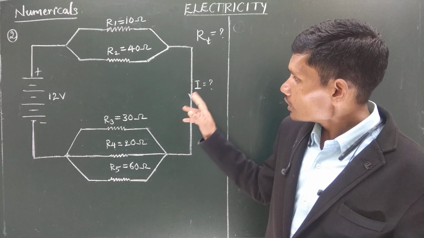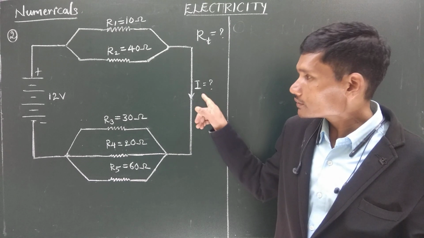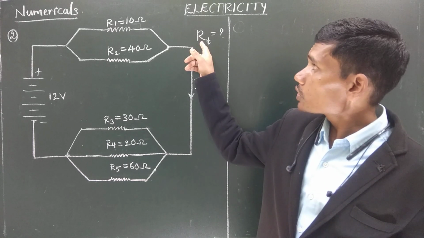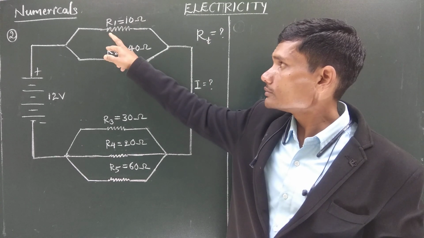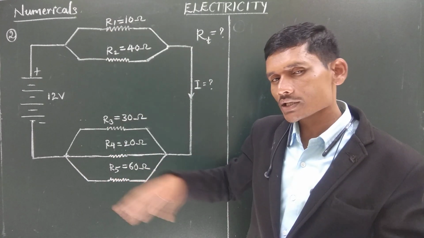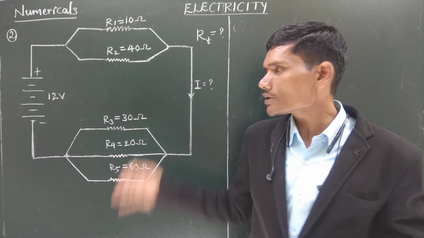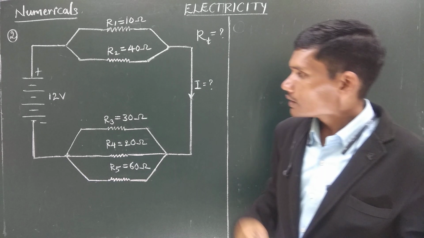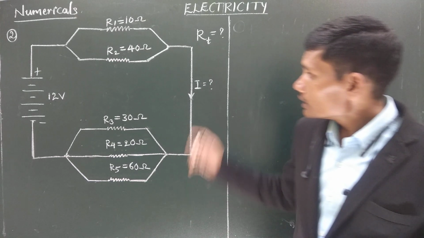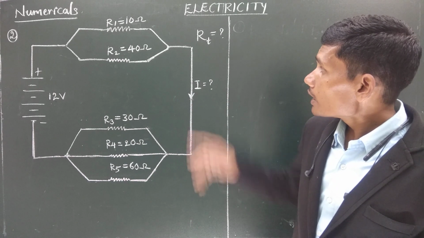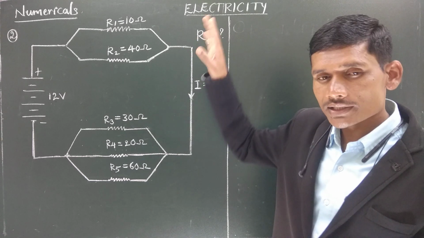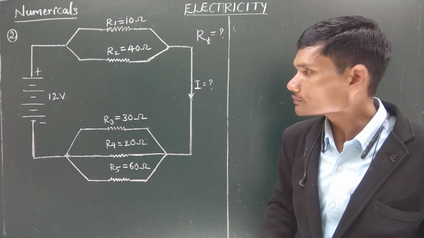Now, look here, I is asked: what is the total current in the circuit. Next, the total resistance: from this combination and this combination, how much total effective resistance is being offered in the circuit, that we are supposed to calculate. Now, to calculate this current and the total resistance, what methods are we following?